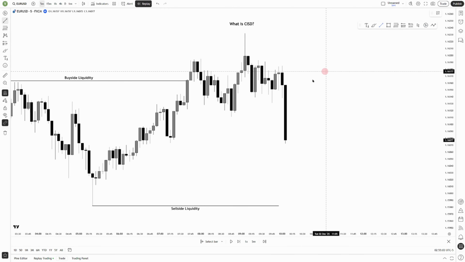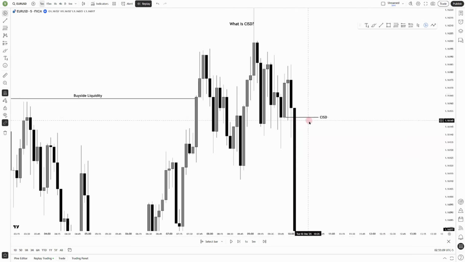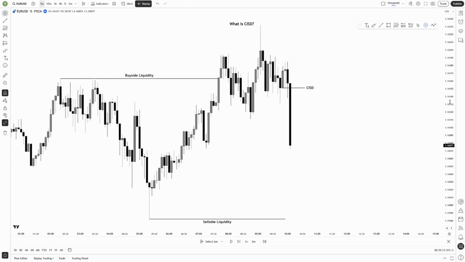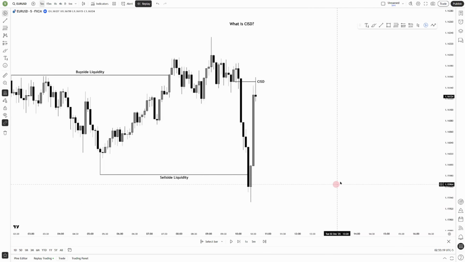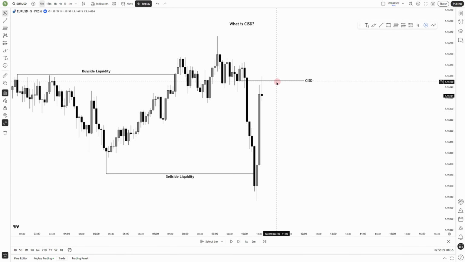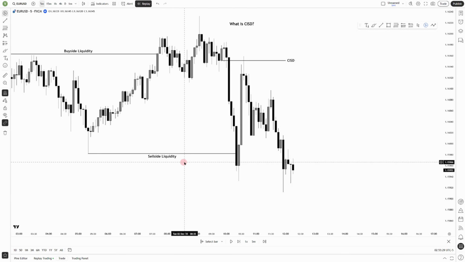Look here. Price displaced and closed below the body of these two up-close candles, which confirms the CISD. And now price should move to the downside. Look how cleanly it worked. That happens when you use change in state of delivery with proper liquidity levels and their context.